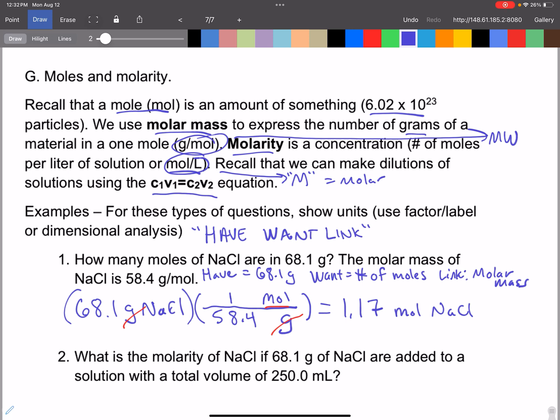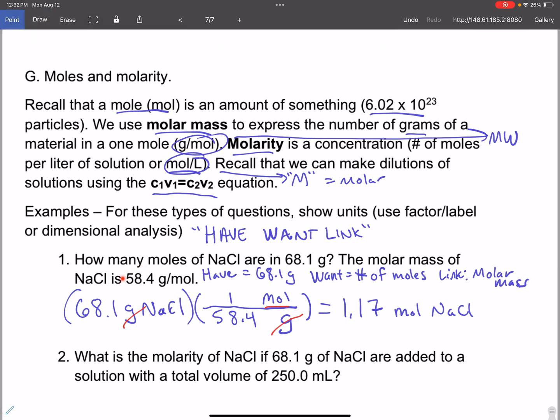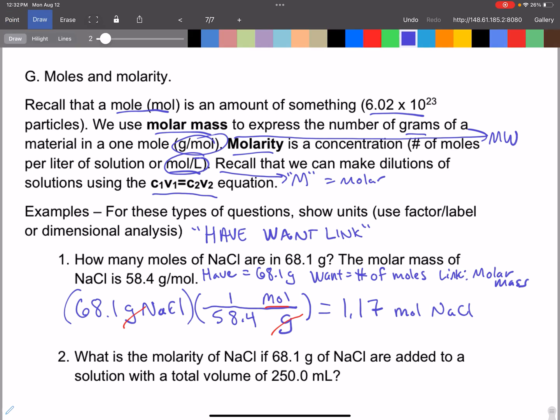That actually should make some sense if we know that the molar mass is about 58.4. So that's how many grams are present in 1 mole. Well, we've got 68, so we've got a bit more than 1 mole, about 17% more than a mole. So my recommendation is for all these math problems to apply a logic test.